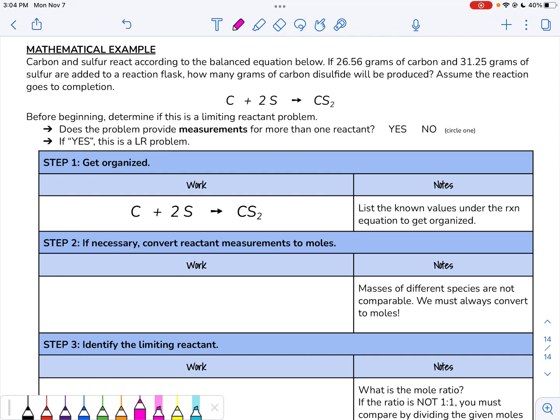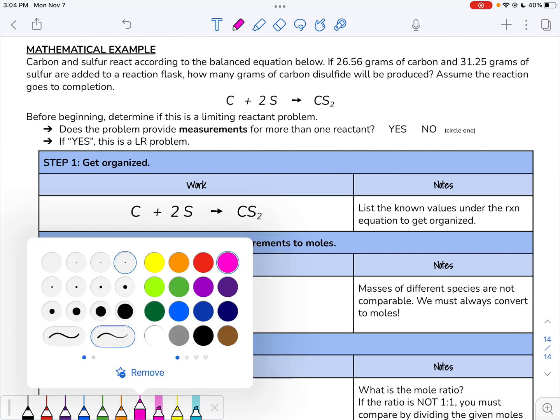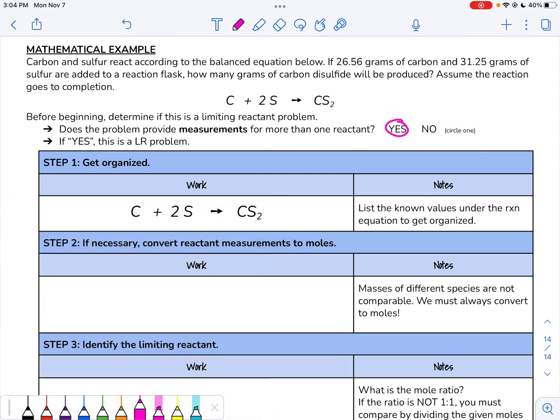But to decide if it's a limiting reactant problem, you have to ask yourself one question. Does the problem provide measurements for more than one reactant? If the answer is yes, then no matter what, it is a limiting reactant problem. You have to go through the limiting reactant steps. If the answer is no, then you can assume that your other reactant is in excess, and you can just complete the problem using regular old dimensional analysis.